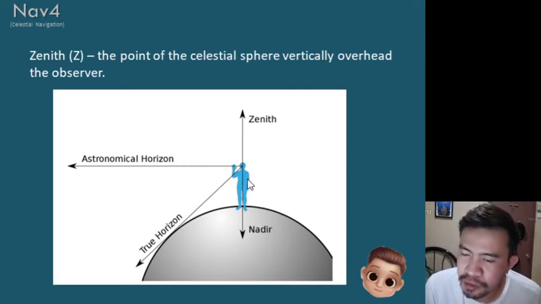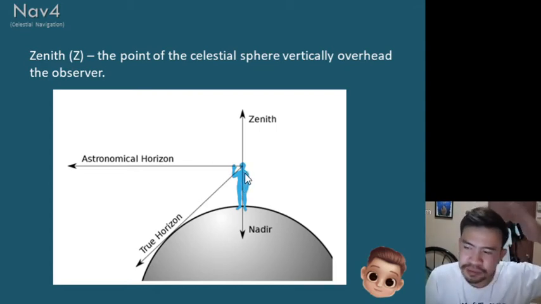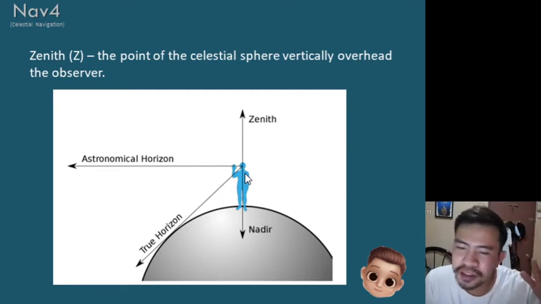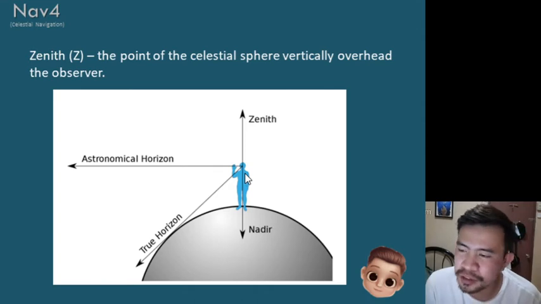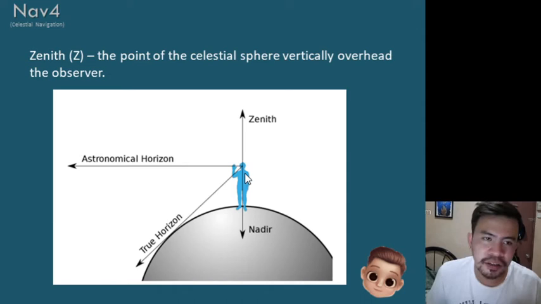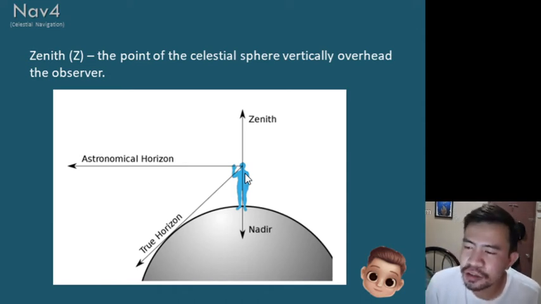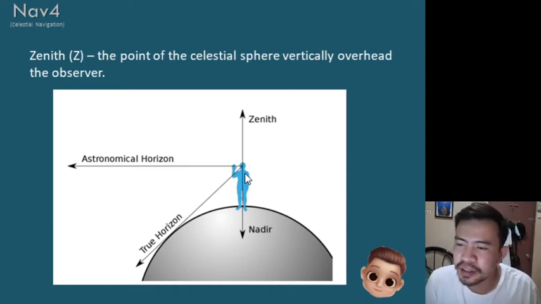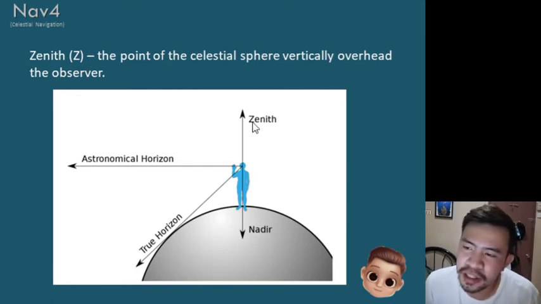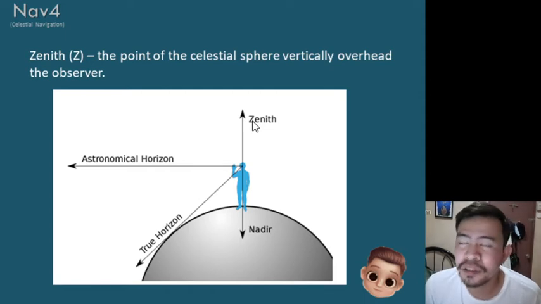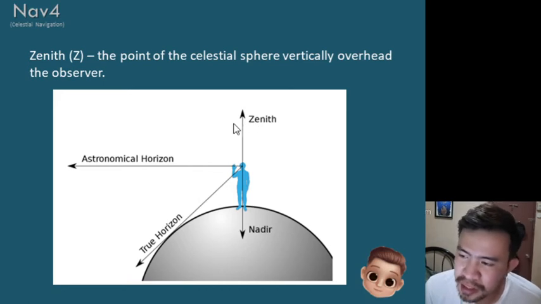So, for example, this is your observer. What is directly above, the point on the celestial sphere? We have been talking about the celestial sphere already, that it is the projection of the sky, with the earth as the center, and then we projected our sky on the celestial sphere. The point above the observer on the celestial sphere, we call that your zenith.